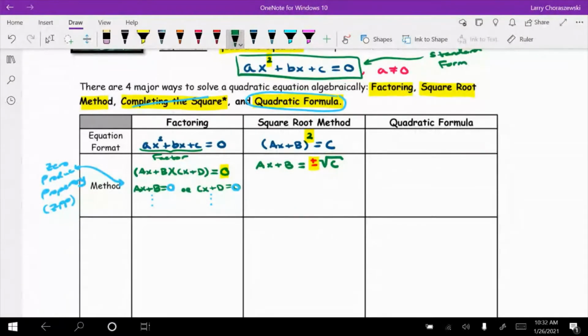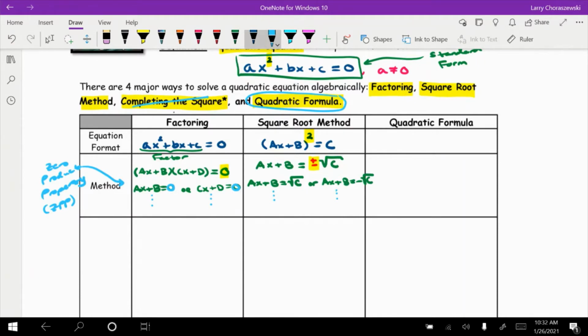And this generates two equations. One equation will be AX plus B equals the positive square root of C, and the other equation will be AX plus B equals the negative version of the square root of C. And those are also two linear equations, and so you would solve those from there.